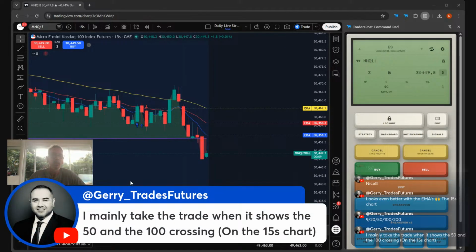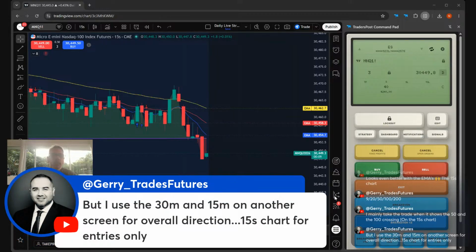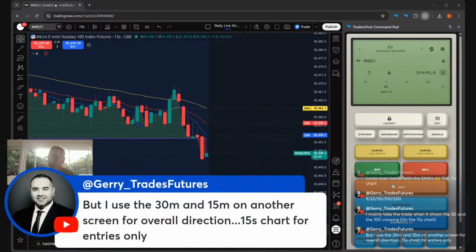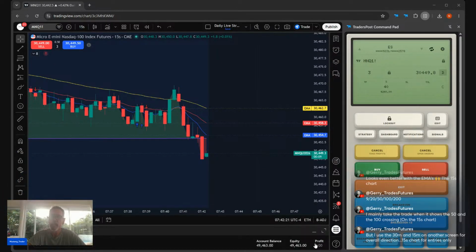I mainly take trades when it shows the 50 and the 100 crossing. But I use the 30-minute and the 15-minute on another screen for overall direction. So what are you doing when it's extremely choppy there, Jerry?